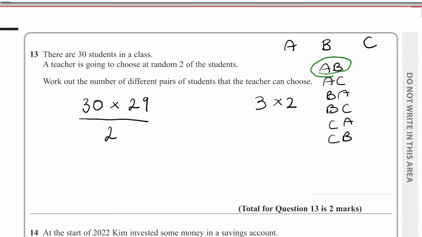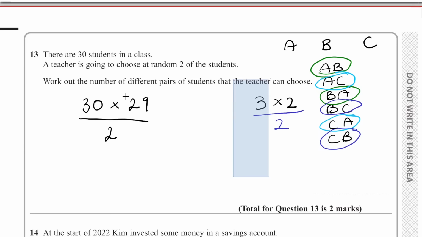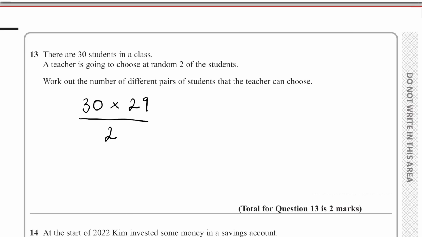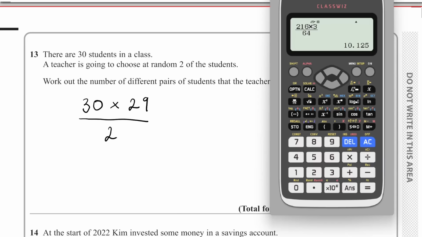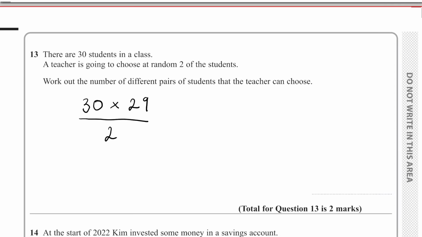A and B is the same as B then A. A then C is the same as C then A. And B and C is the same as C then B. So we've got to halve it to tell you how many different options we've got. So we've got 30 times 29 over 2. That's 435 different options.